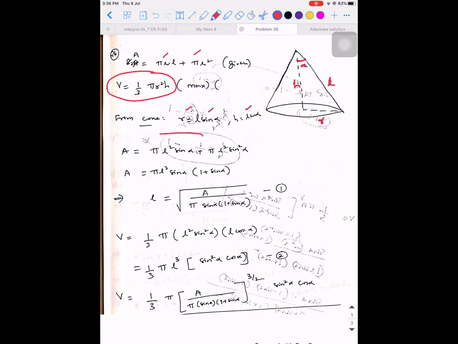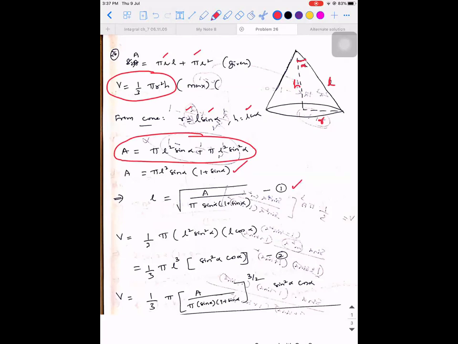So this also we wrote: area is equal to pi l square sine alpha plus pi l square sine square alpha, right? I took out sine alpha the other day. So pi l square into sine alpha into 1 plus sine alpha. So the value of l is given as the root of A divided by pi into sine alpha into 1 plus sine alpha. Right? So till here, I hope there is no doubt.